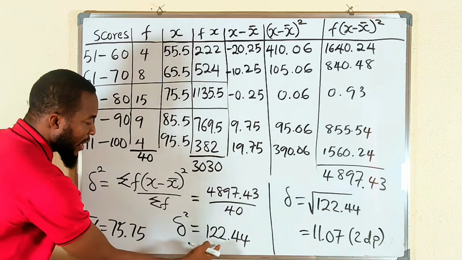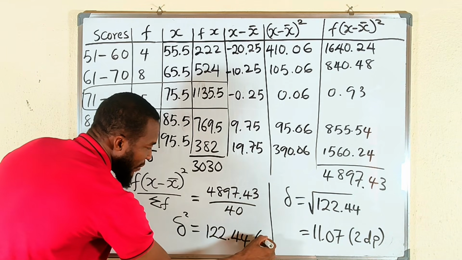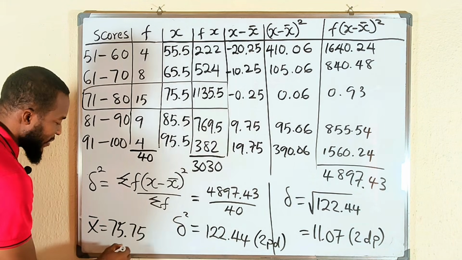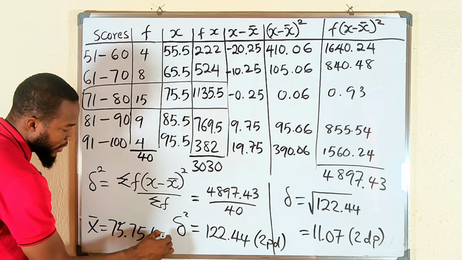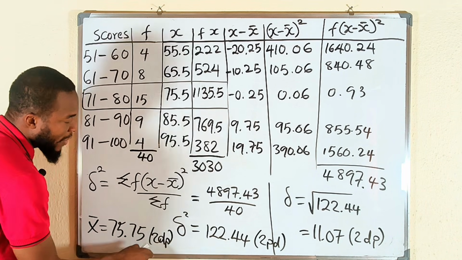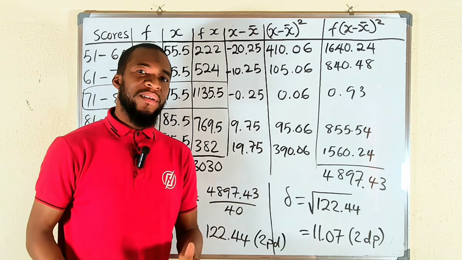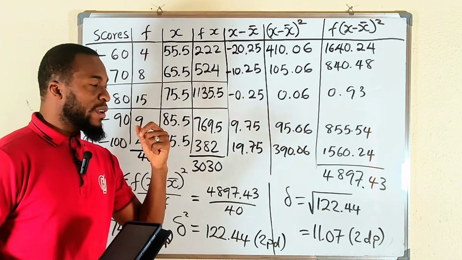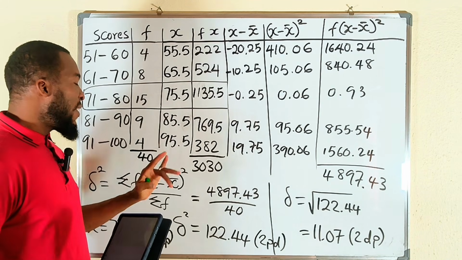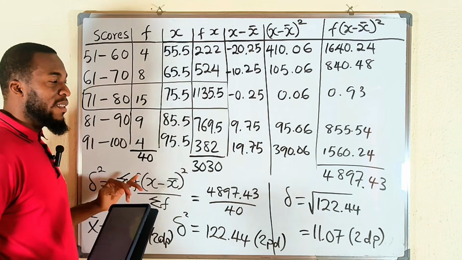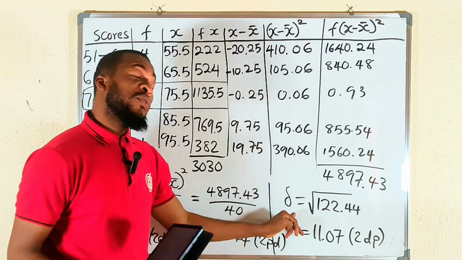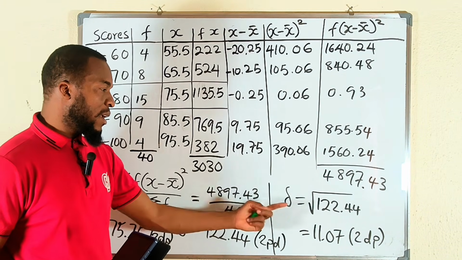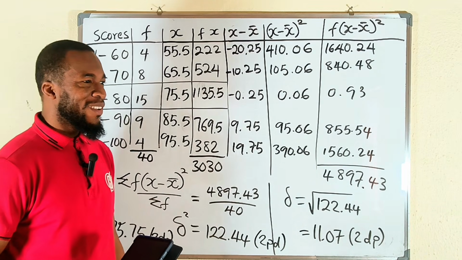Please, any number you have written, indicate the number of decimal places. Very important. 2dp. All of this, write them. 2dp. So I think we have calculated all the 5 things I promised to show you how to find: the mean, the median, the mode, the variance, and the standard deviation. Even if the question didn't ask you for variance and asks you directly to find the standard deviation, make sure you find the variance first, then take the square root to find the standard deviation.